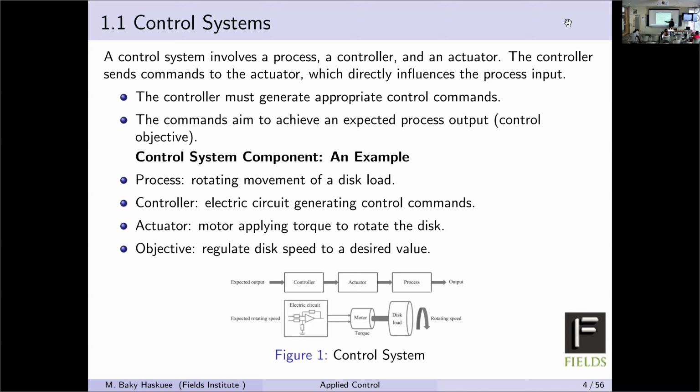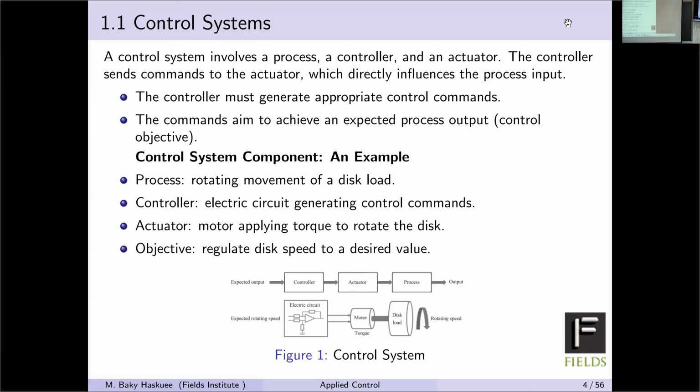So the controller sends the signals to the actuator, and the actuator will process that and then force the process. So the process is something that happens physically that we see. For example, here is a simple example. As you see, the controller is an electric circuit. So this controller sends the voltage to the motor, and the motor torque is transmitted by the shaft to the disc to rotate it. So the process is here. The disc rotation is our process. So the motor is our actuator.